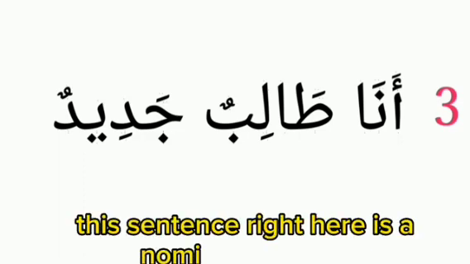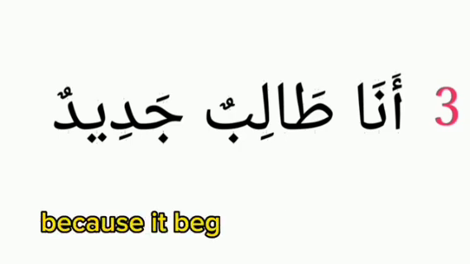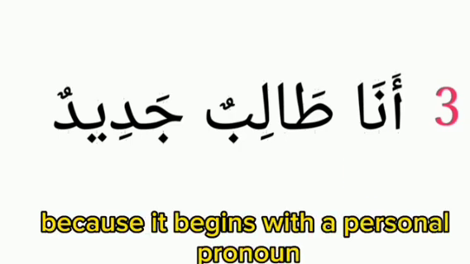Another example here, we have Ana talibun jadidun. I am a new student. This sentence right here is a nominal sentence because it begins with a personal pronoun, ana, which is I.